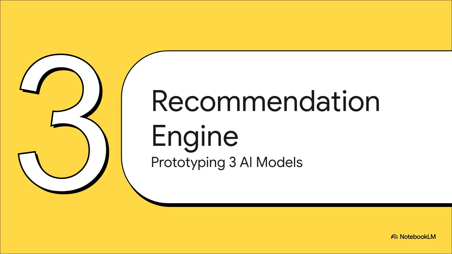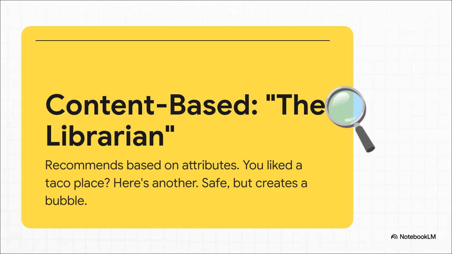Okay, now for the main event. Let's use our brand new graph to solve a real-world problem. Where should I eat tonight? To do this, we're going to quickly prototype 3 totally different AI recommendation models and see which one gives us the best answer. So model number 1 is content-based filtering. The best way to think of it is as the librarian. It looks at the attributes of something you liked, say you went to a taco place, and it finds you, well, more taco places. It's safe, it makes sense, but it can easily trap you in a filter bubble.